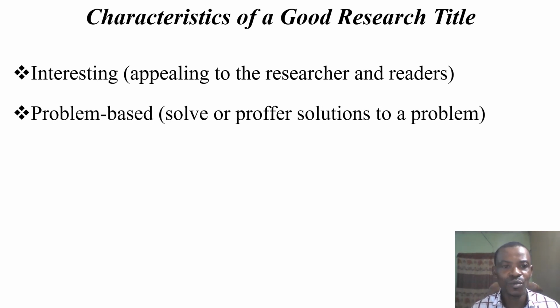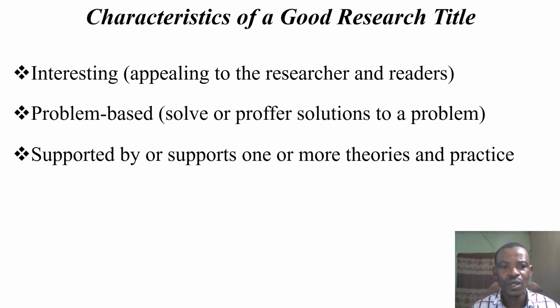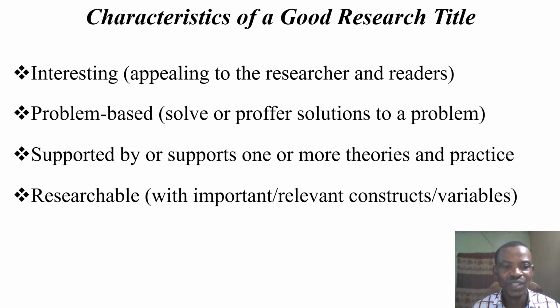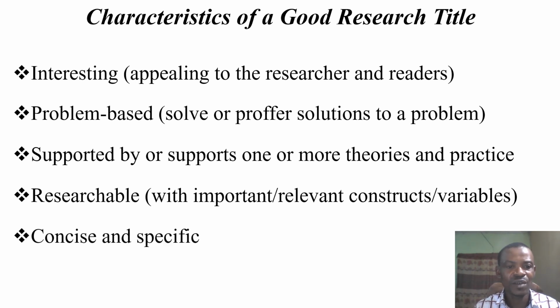A good research title must be problem-based. It must be able to solve a problem or provide a solution to a problem. A good research title is supported, or may be supported, by one or more theories, or even the title itself can support one or more theories and then support practice in nature. Then a good research title must be researchable. It cannot exist in a vacuum. You should be able to collect data to measure the important or relevant constructs. A title that you can't collect data from is not a good research title. So a good research title must be researchable.